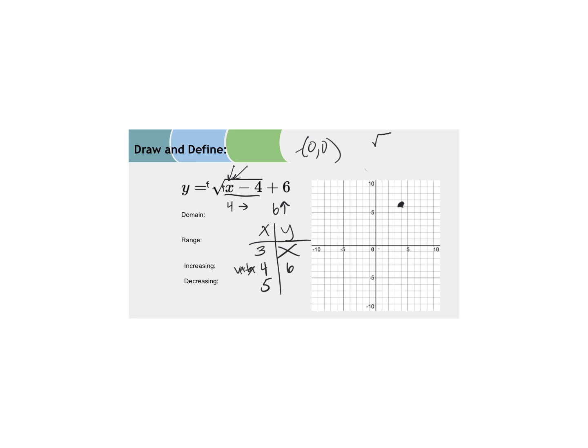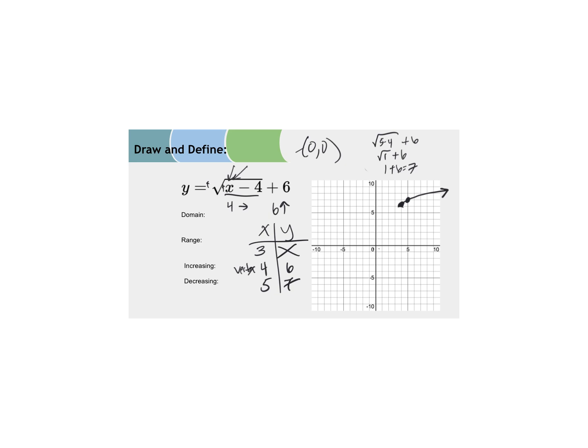Now let's plug in 5 and see what coordinate I get. 5 minus 4 plus 6. So 5 minus 4 is the square root of 1. The square root of 1 is just 1 plus 6. Well, that's 7. So now I have the coordinate point 5, 7. And you can see right there that because the graph goes from this starting point up and over, it had to have gone that direction.